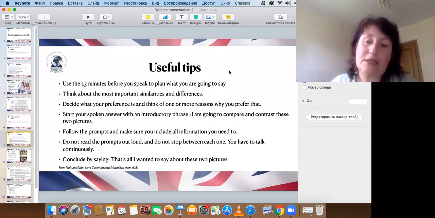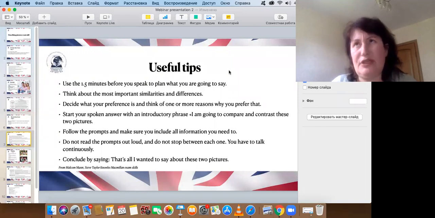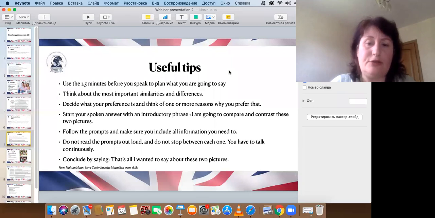And don't forget that you should start your spoken answer with an introductory phrase. As far as I remember, it is written in the task: I'm going to compare and contrast these 2 pictures, but you have to repeat it. The next, you have to follow the prompts and make sure you include all information you need to.